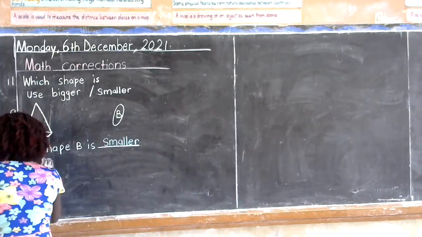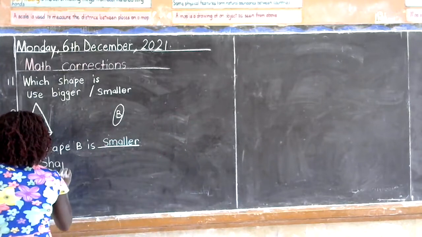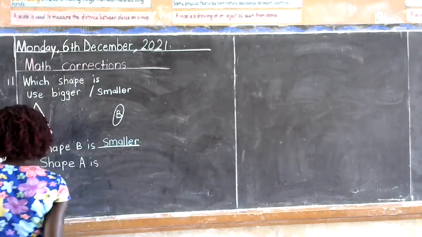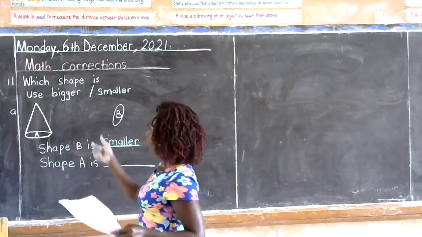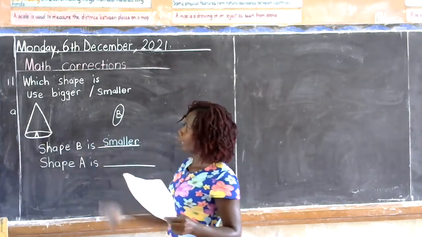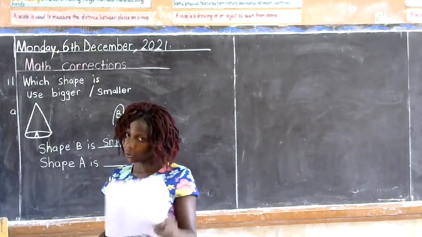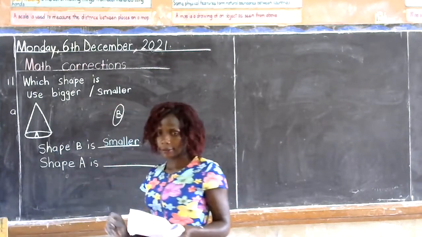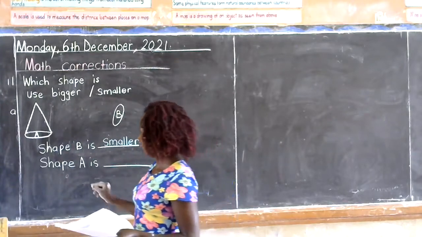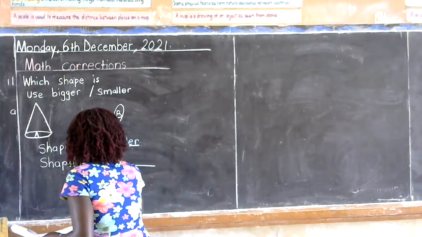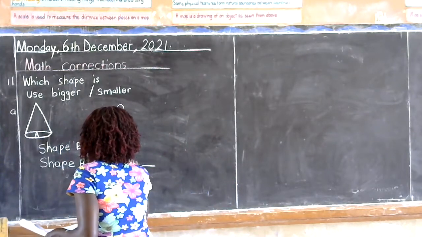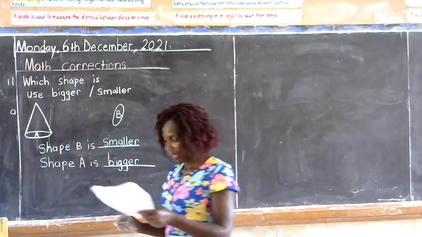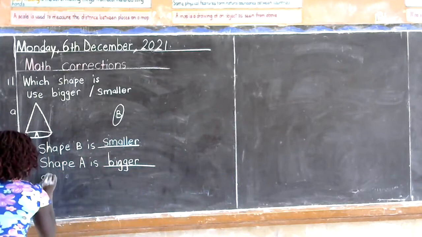Then another question. Shape A is dash. Now when you look at these shapes, you have shape A and shape B. Now we are going to use bigger and smaller. When you look at these shapes, which one is bigger and which one is smaller? Shape A is bigger. Here we write the word bigger. Okay, that is how we are supposed to answer. Okay, friends? Good.